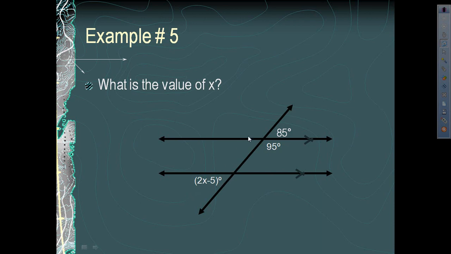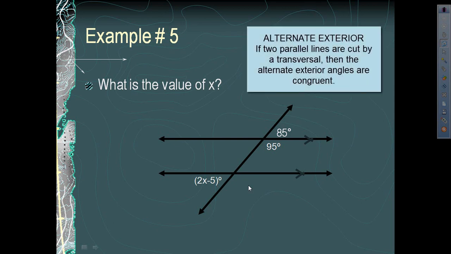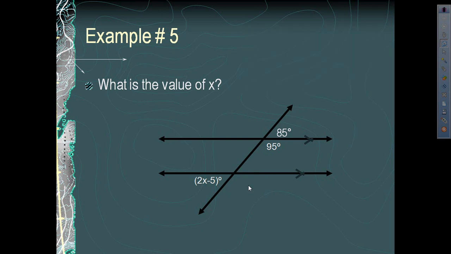But this angle right here and this angle right here, the 85 and the 2x minus 5, these are alternate exterior angles. They alternate the side that they're on from the transversal, and they're exterior on the outside of the parallel lines. And our theorem for those angles says that they are congruent if they have parallel lines separating them. So we have that here.